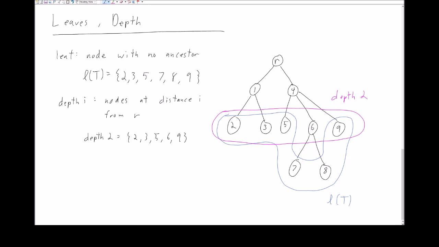These global properties of depths, leaves, and these local properties of ancestors, predecessors, and descendants are going to be important when we talk about dynamic programs that are structured around trees.